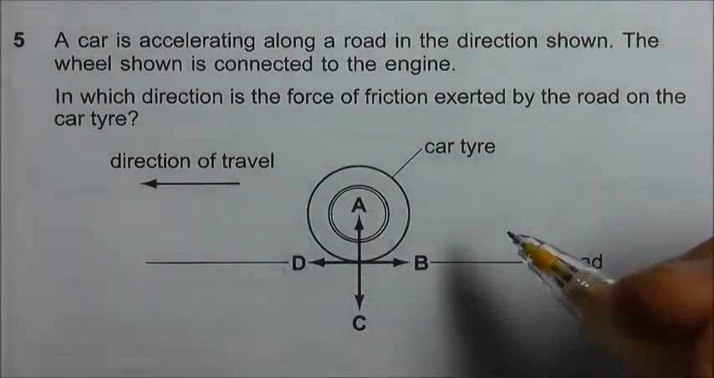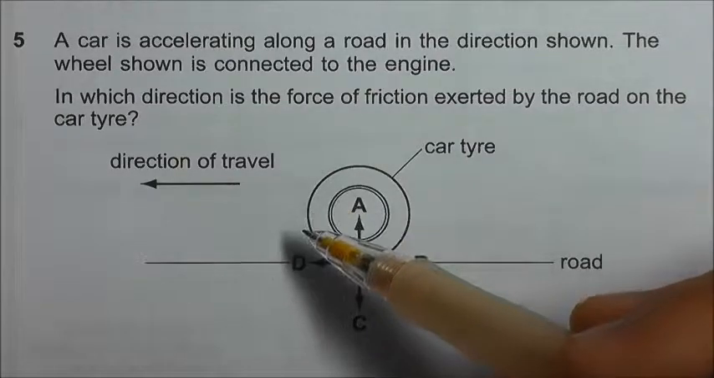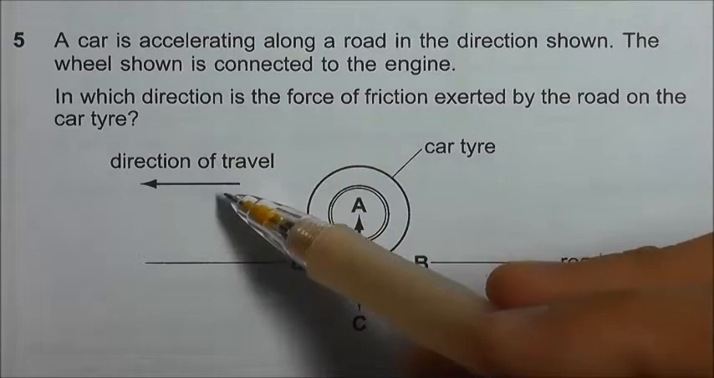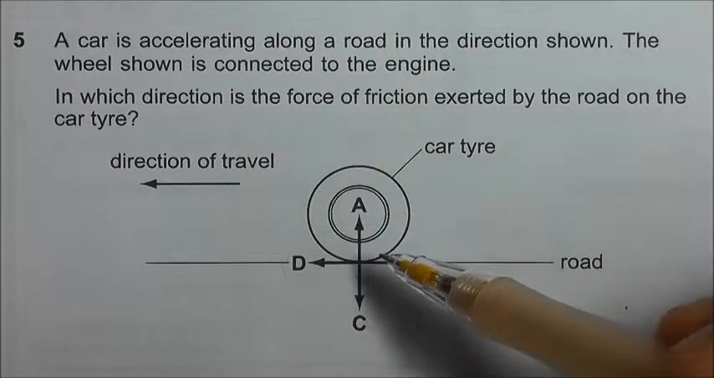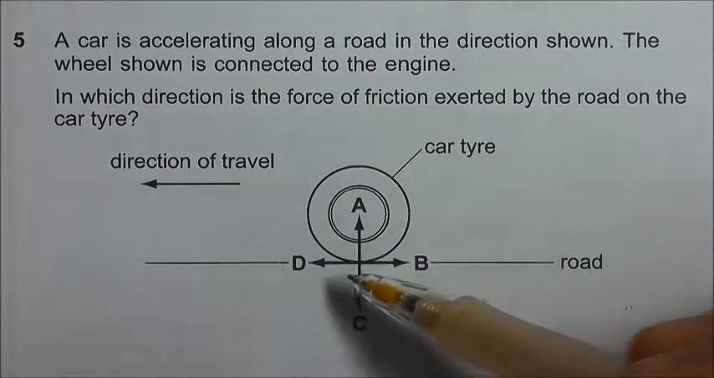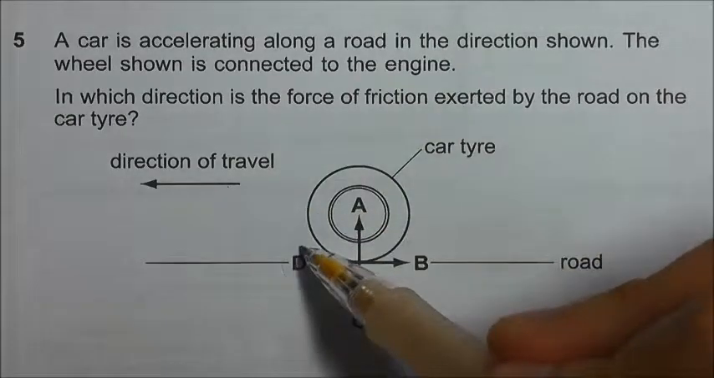Usually in the case of a moving object, the direction of the friction is directly opposite to the direction of travel. But for a rotating object, it is special in that the direction of friction is actually the same as the direction of travel. So the answer should be D.